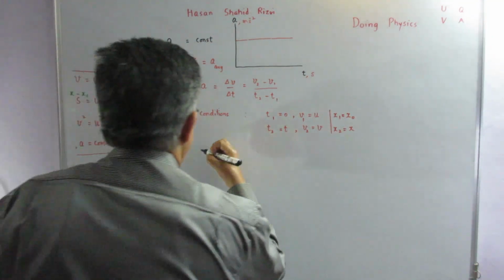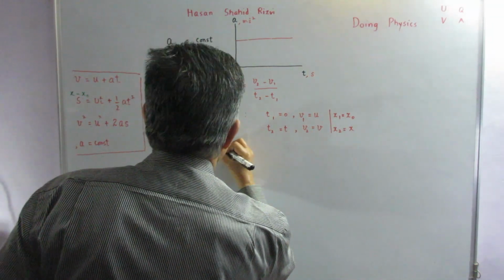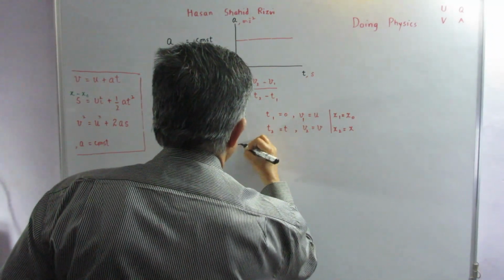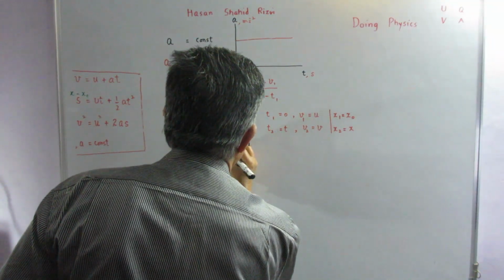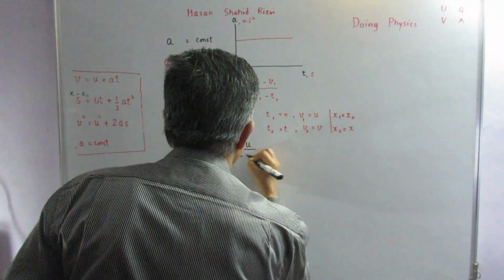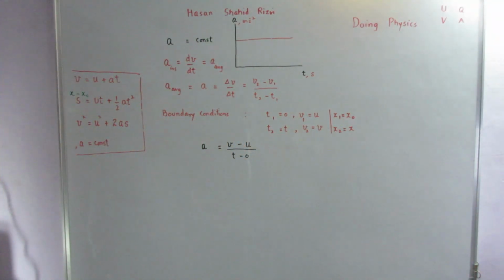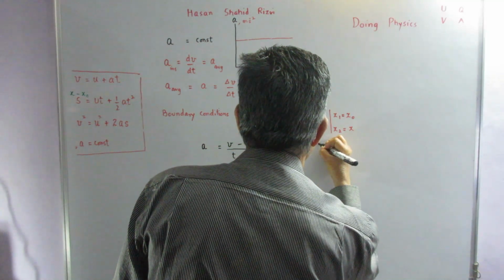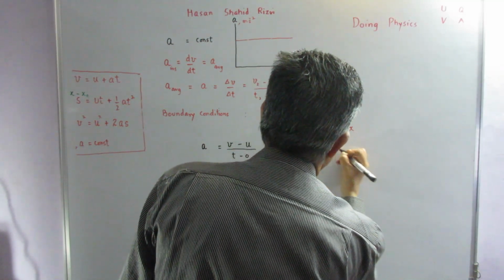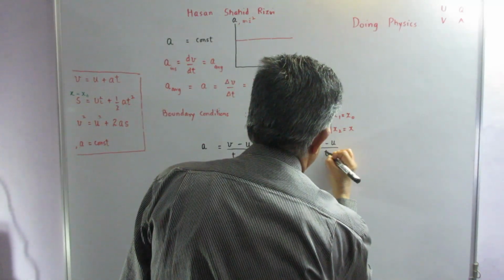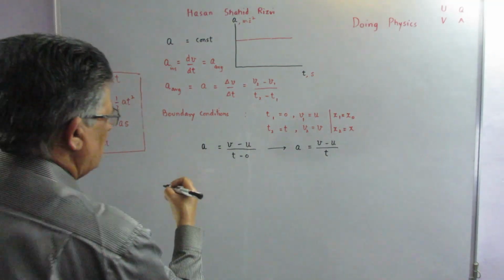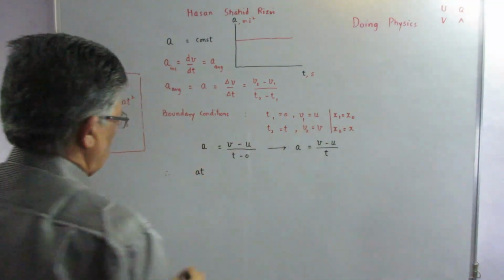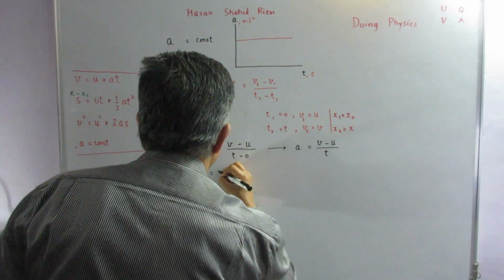So, if we take this set of boundary conditions and put in this value, then I find that I can write A, therefore, A is equal to V2, V2 is V, minus V1, V1 is U, upon t minus 0. So this gives the equation A is equal to v minus u, the change in the value of the velocity, divided by t. Or I can write simply that at is equal to v minus u.